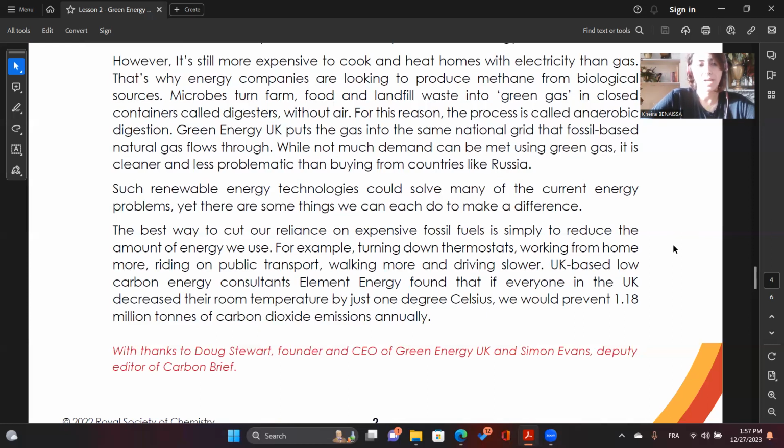UK-based low-carbon energy consultant Element Energy found that if everyone in the UK decreased their room temperature by just 1 degree Celsius, we would prevent 1.18 million tons of carbon dioxide emissions annually.